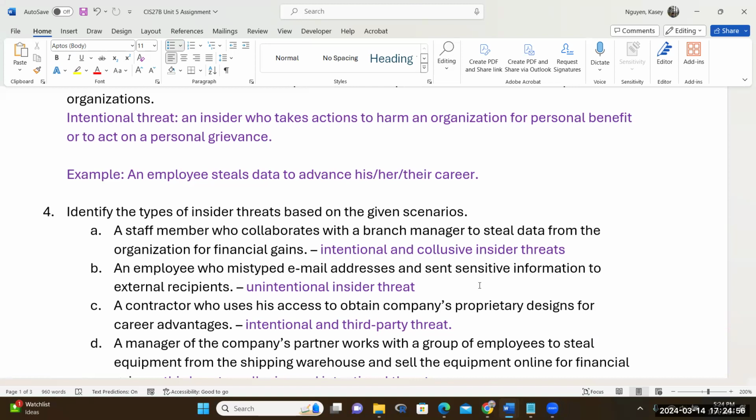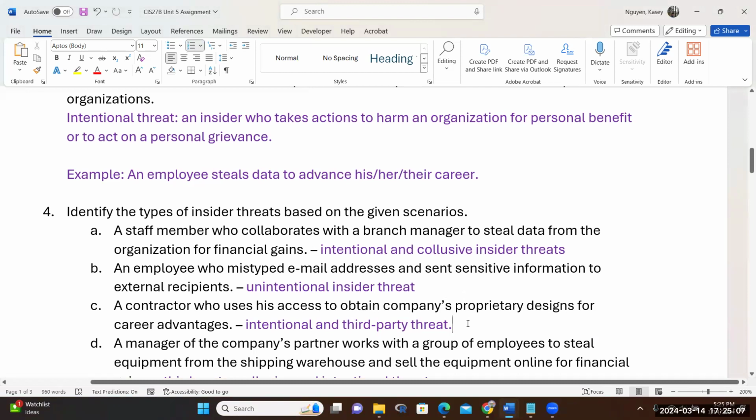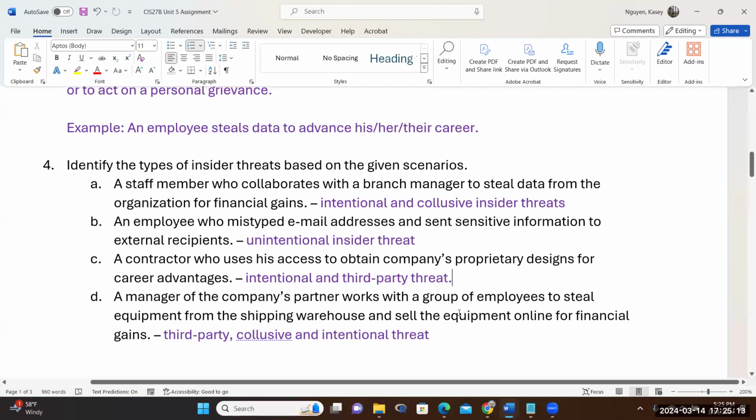And then for C, a contractor who uses his access to obtain the company's proprietary designs for career advantages. It is intentional and it is a third-party threat because he's a contractor. And then the last one, a manager of the company's partner works with a group of employees to steal equipment from a shipping warehouse to sell the equipment online for financial gains. And there's an incident that just happened like a week plus ago, right? It turns out I think it was a warehouse for Best Buy.